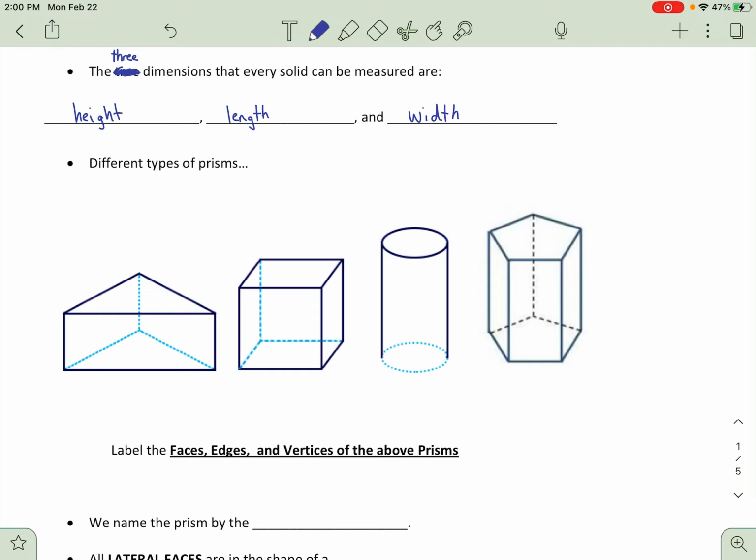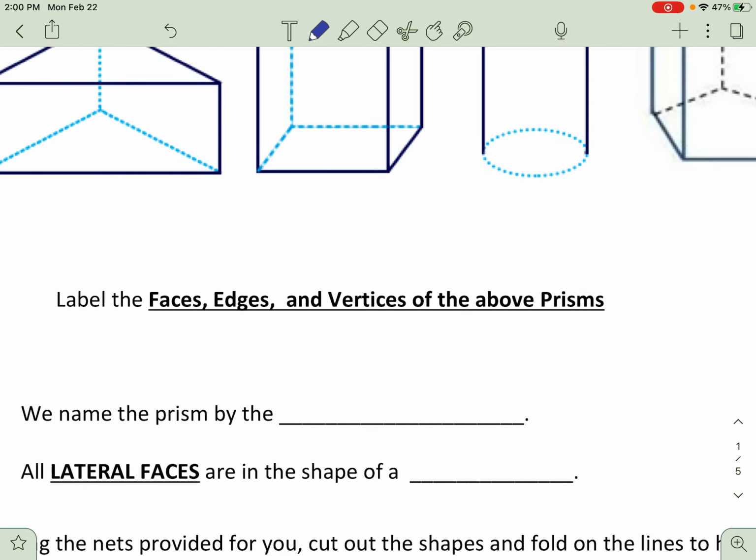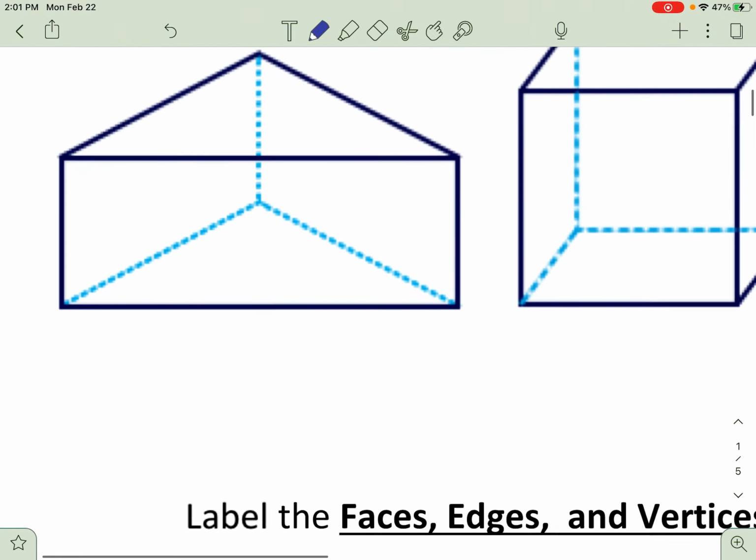So first thing you got to know is a prism. Okay, a prism is named by the base shape, and all lateral faces, which are usually up and down or side to side, are in the shape of a rectangle, so that's how you know it's a prism. It'll have rectangular lateral faces.